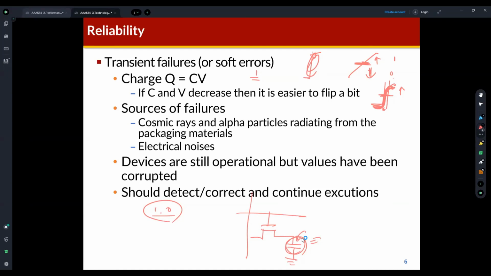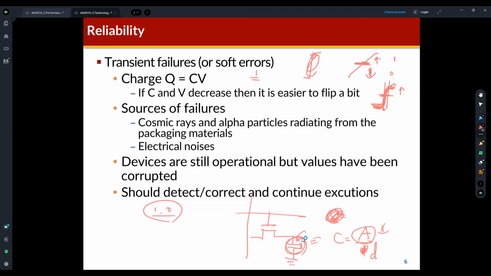I also explained the capacitance. Capacitance is proportional to A, and inversely proportional to the thickness of the capacitor. So if A is reduced, the capacitance is also reduced, which means the amount of charge stored in this capacitor is also reduced. Then what does that mean? The amount of electric charges can be easily influenced by electric noises.